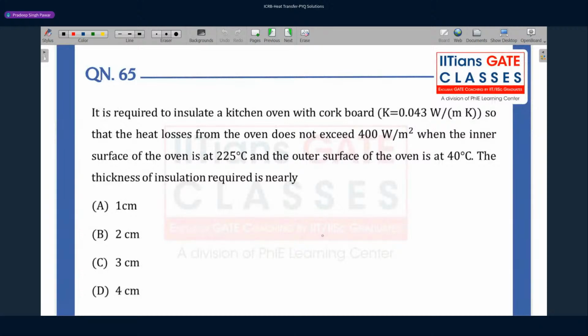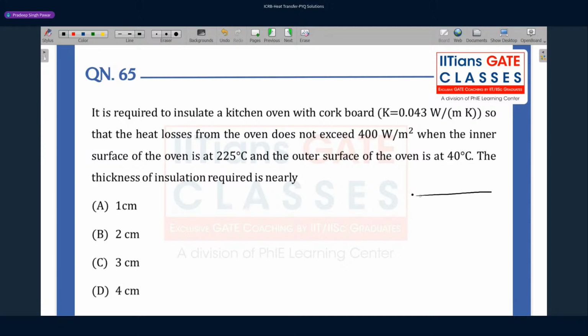It is required to insulate the kitchen oven by a cork board. The thermal conductivity is given, so that the heat loss from the oven does not exceed 400 watt per meter square. If the inner surface of the oven is at 225 degrees and the outer surface is at 40 degrees, the thickness of insulation required is? So this is a simple application of Fourier's law of heat conduction.